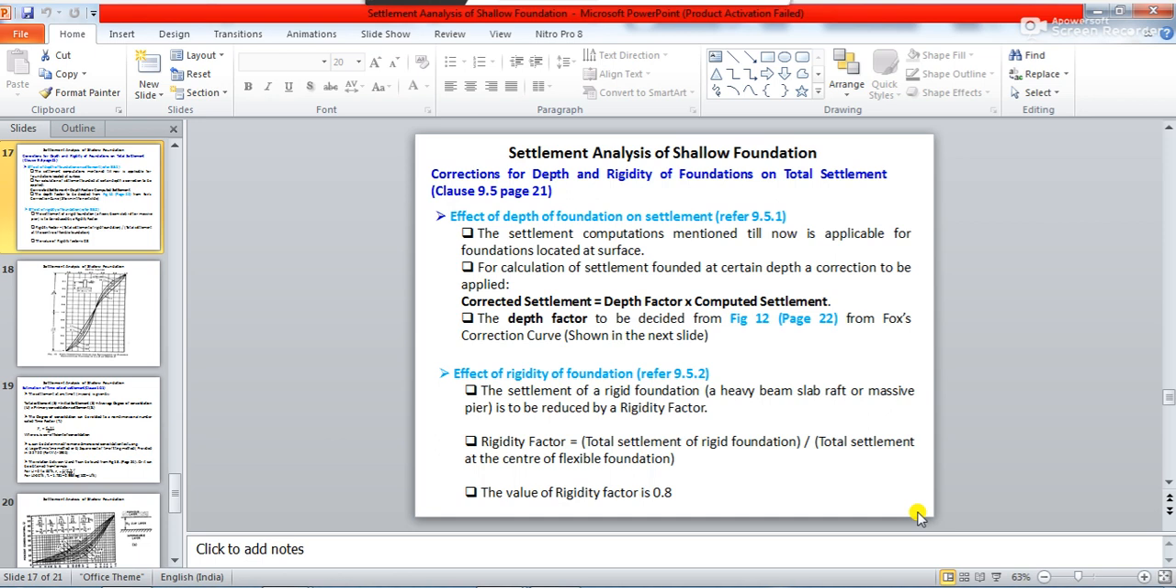So if you have any doubt at this point, you can ask me, because this is the basic discussion, and whatever detailed discussion we have done for settlement analysis is for immediate settlement. Okay. So any doubt, any question?